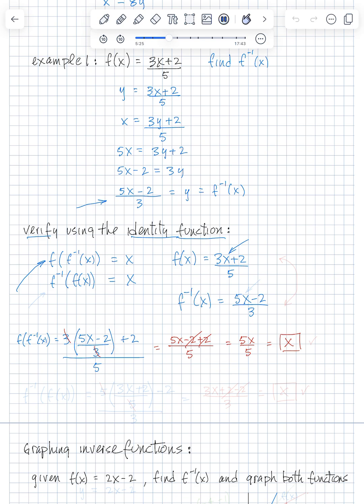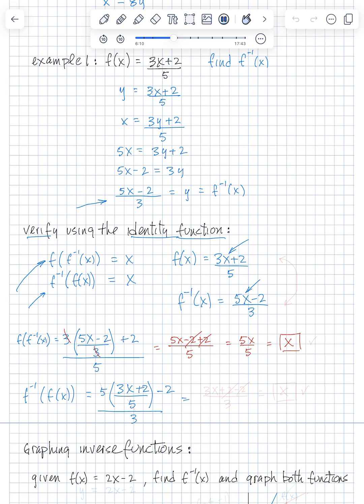Okay, so now let's do our second one, which is the f inverse of f of x. First we write the f of x, which is 3x plus 2 over 5. And then we look at f inverse and see what we're doing with the x. So we're multiplying it by 5. So we have to multiply this by 5. And then we have a negative 2 divided by 3.